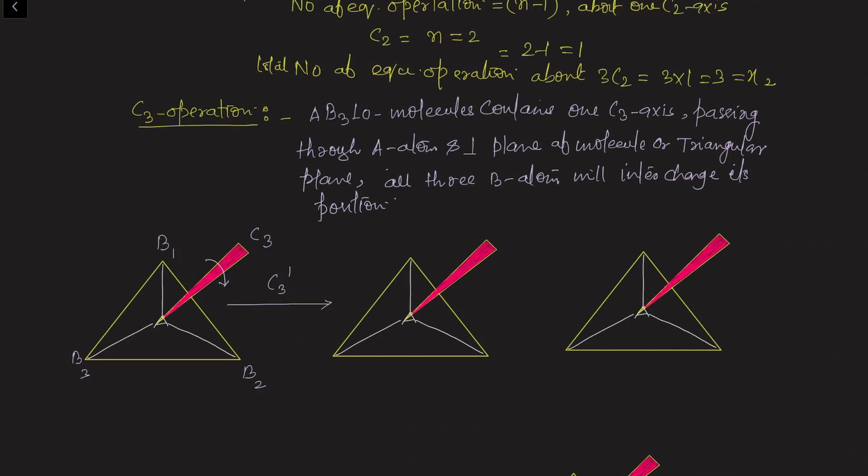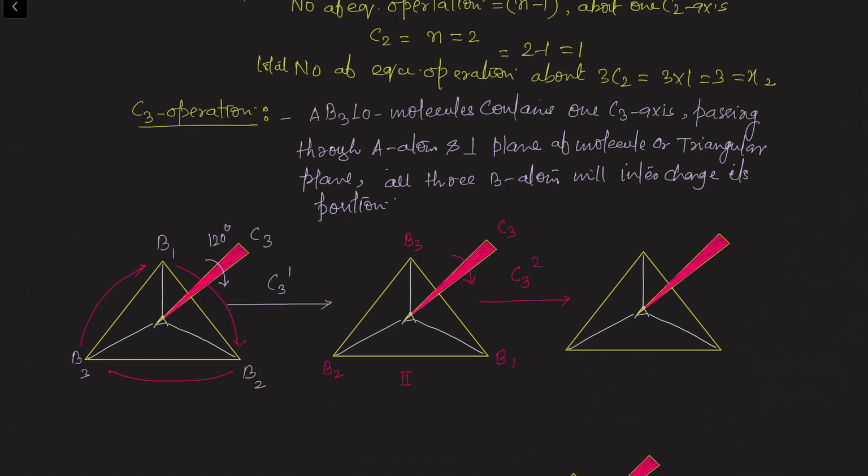Rotate this molecule by 120 degrees. So what will happen now? We did the same type of discussion for the AB3L0 type of molecule. For understanding the meaning of equivalent operation, B1 will interchange its position with B2, B2 with B3, B3 with B1. So what is the new position of the B atoms? Here B1 will come, here B2 will come, here B3 will come. Again perform one more C3 operation, the second time, about the same axis in the same molecule.